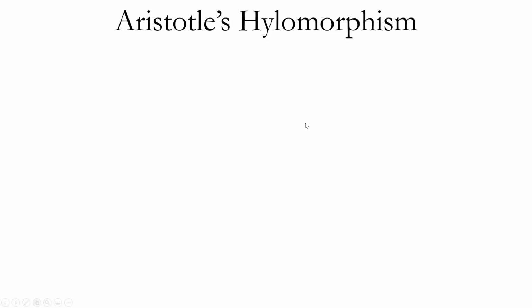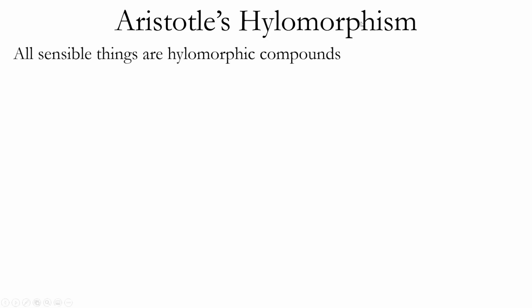Aristotle doesn't use this word, but other people use this word to describe Aristotle. Aristotle is a hylomorphist. He puts forward a theory of hylomorphism. That's a nice fancy word for you. It's a made up word made up by philosophers. What it means is that according to Aristotle, all the sensible things around us are composed of matter and form. All the sensible things around us are hylomorphic compounds.